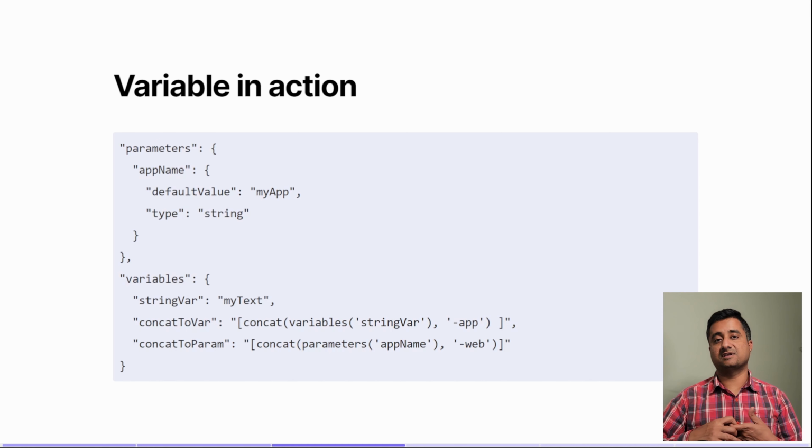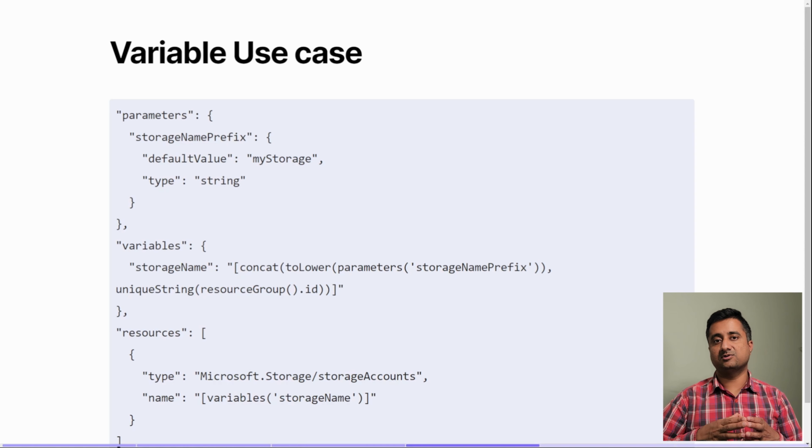And then the next one is a concat to param, where you're using the previous parameter that we defined as appName, and you're adding -web to your app name. In this case, I'm trying to create a storage, and the storage name prefix is mystorage. But you cannot use the same storage name multiple times within Azure. It will not let you.